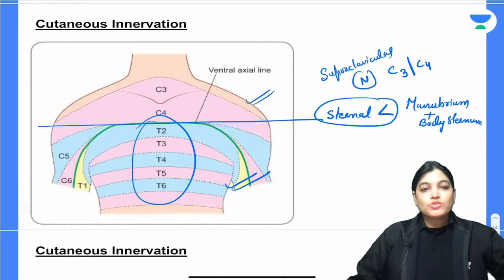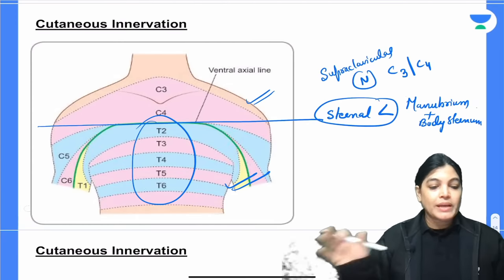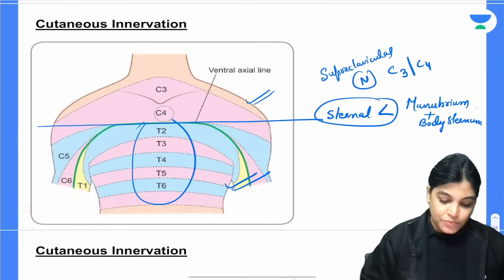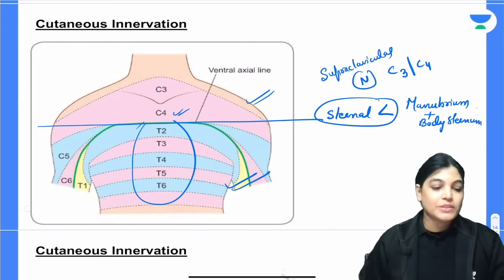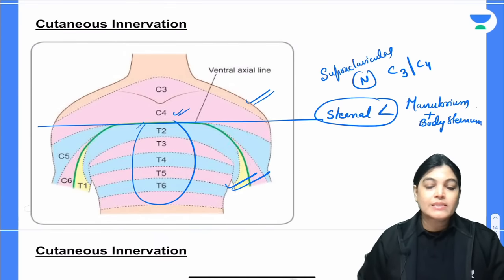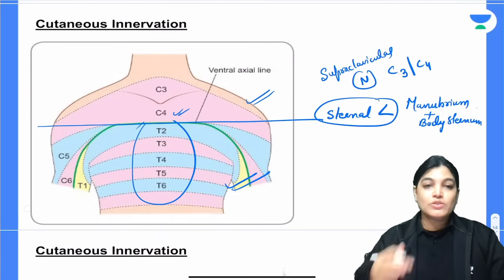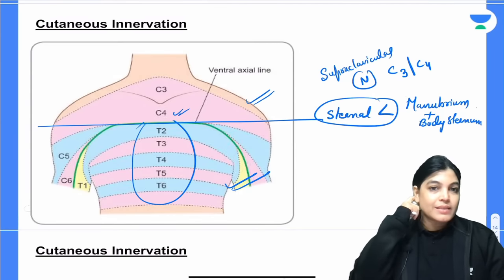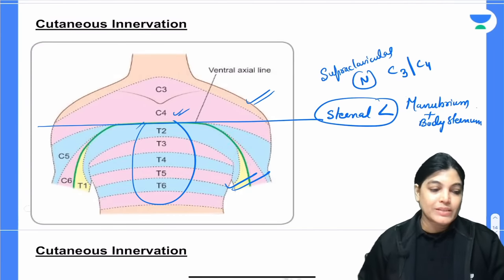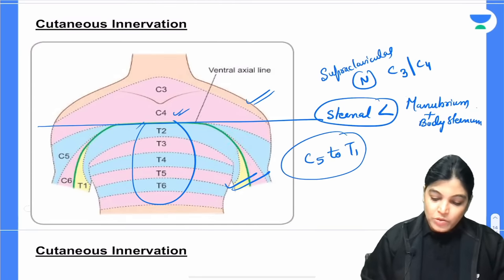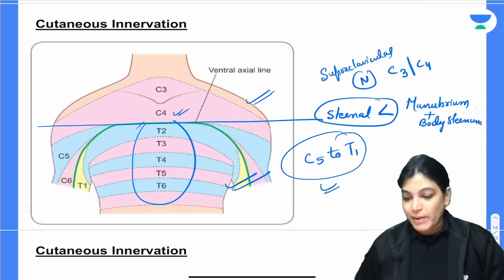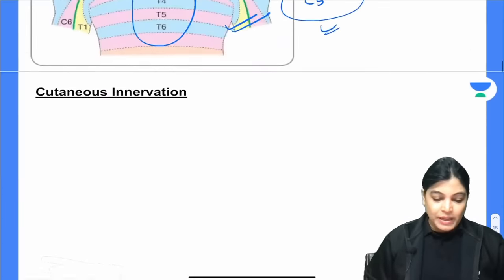We can also see the area supplied by the C4 region. As you can see, the C4 cervical spinal segment directly meets the area supplied by the T2 spinal segment. So these two nerves are lying close to each other, and these are the basic cutaneous innervation of the pectoral region. Also, the nerves from C5 to T1 contribute to innervation of the upper limb, forming the brachial plexus. Let me write it in brief.